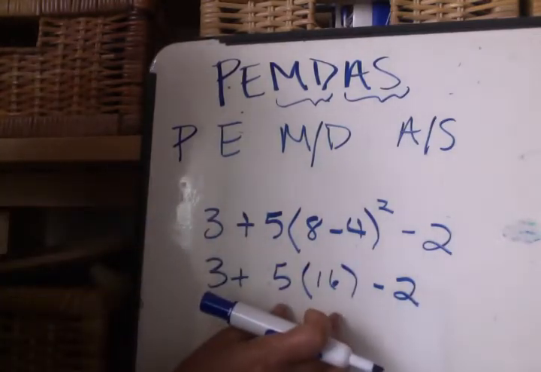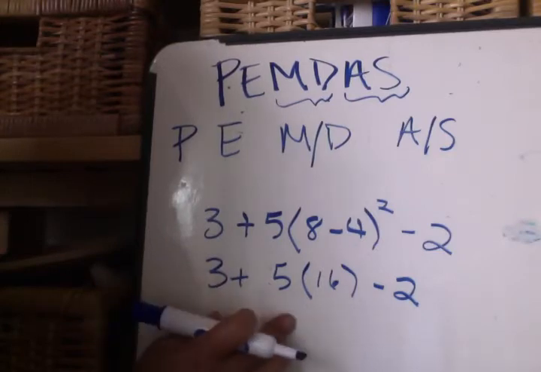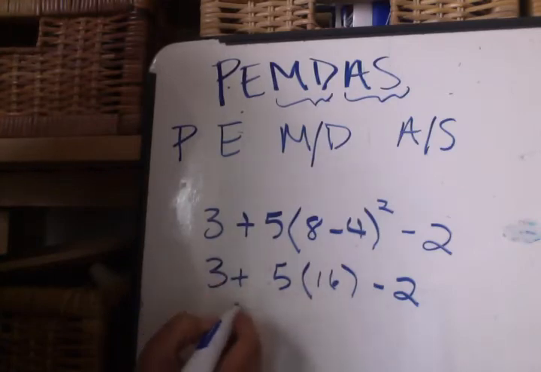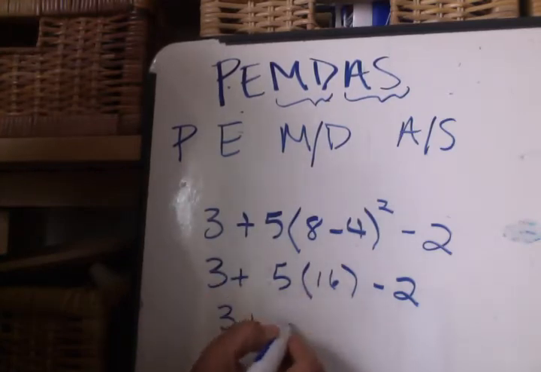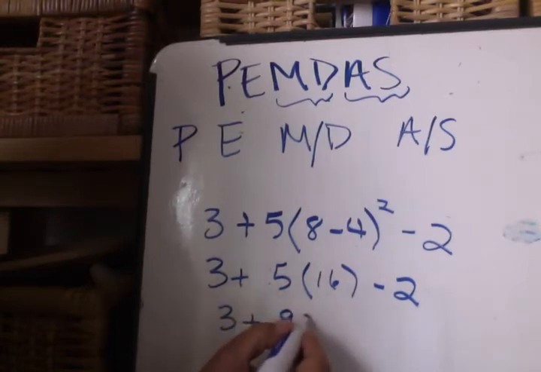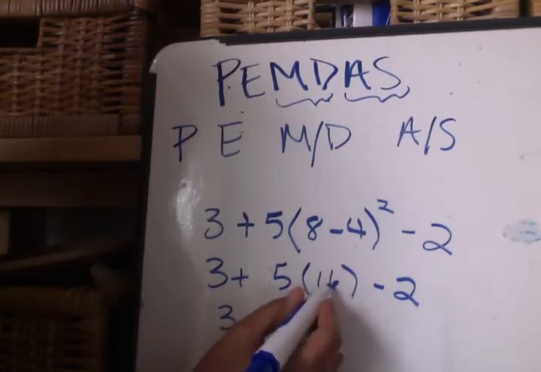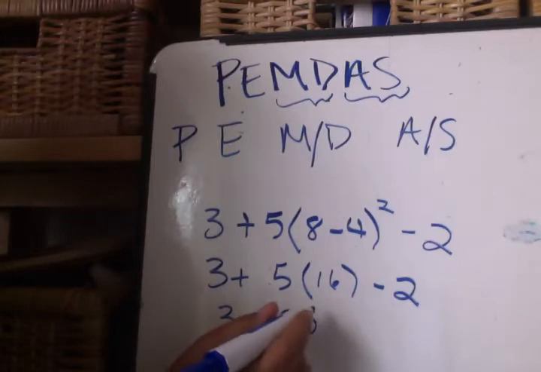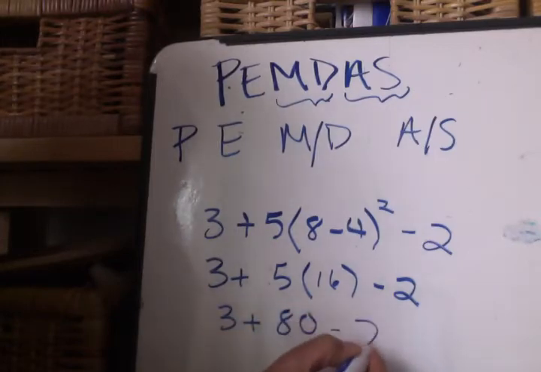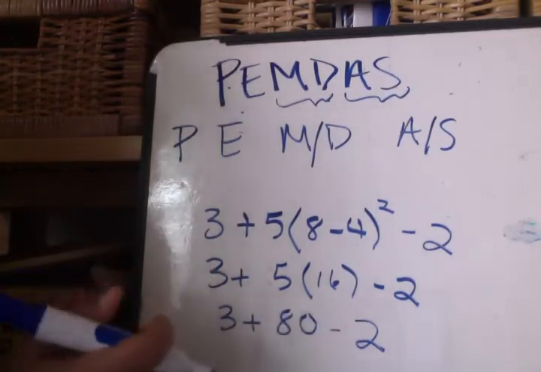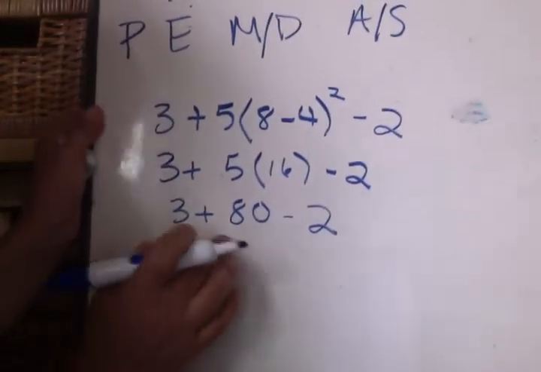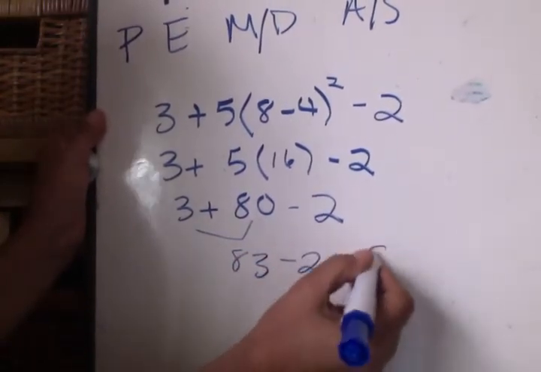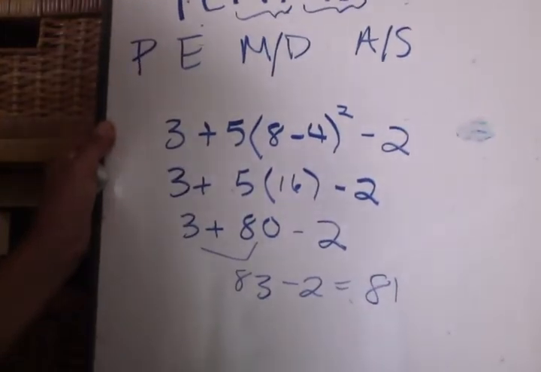Okay, and here I have multiplication. So I do that before I do this. I don't go 3 plus 5. This multiplication is ahead of addition, subtraction. So this is going to be 3 plus 5 times 16, which is, let's see, 5, 6, 7, 8. Sorry, 80, minus 2. Okay, and again, this is going to be working from left to right. So this is going to be 3 plus 80, which is 83, minus 2, which is 81. Okay, and that's how you do this.